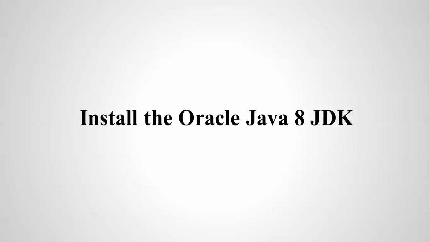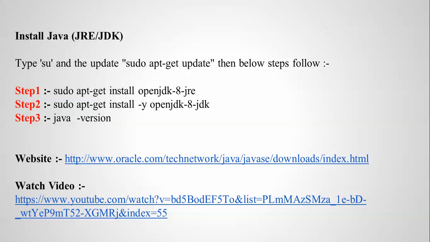Now, first we are going to install the Java 8 JDK. For that installation, here is the procedure for installing on Ubuntu. If you are using Red Hat, CentOS, or Fedora, you need to type yum install. You need to give openjdk-8 in place of 8. You can give 7 or 6 also, and JRE.